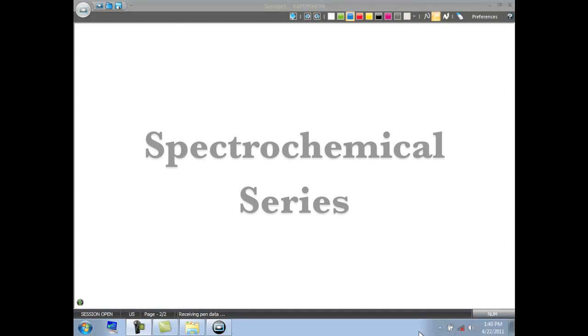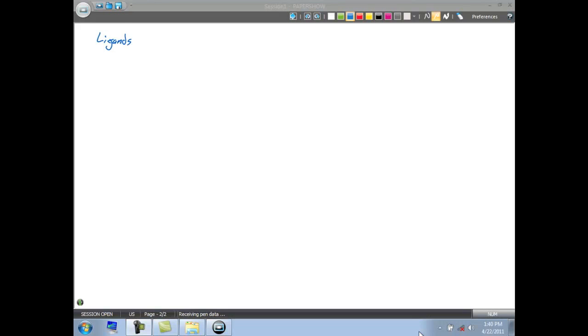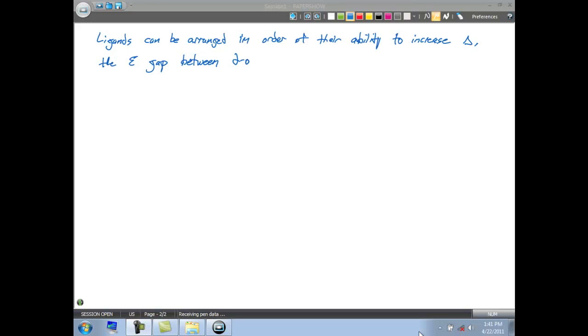So what we can say about this is that ligands can be arranged in order of their ability to increase delta, which is the energy gap between d orbitals, and chemists refer to this order as the spectrochemical series.